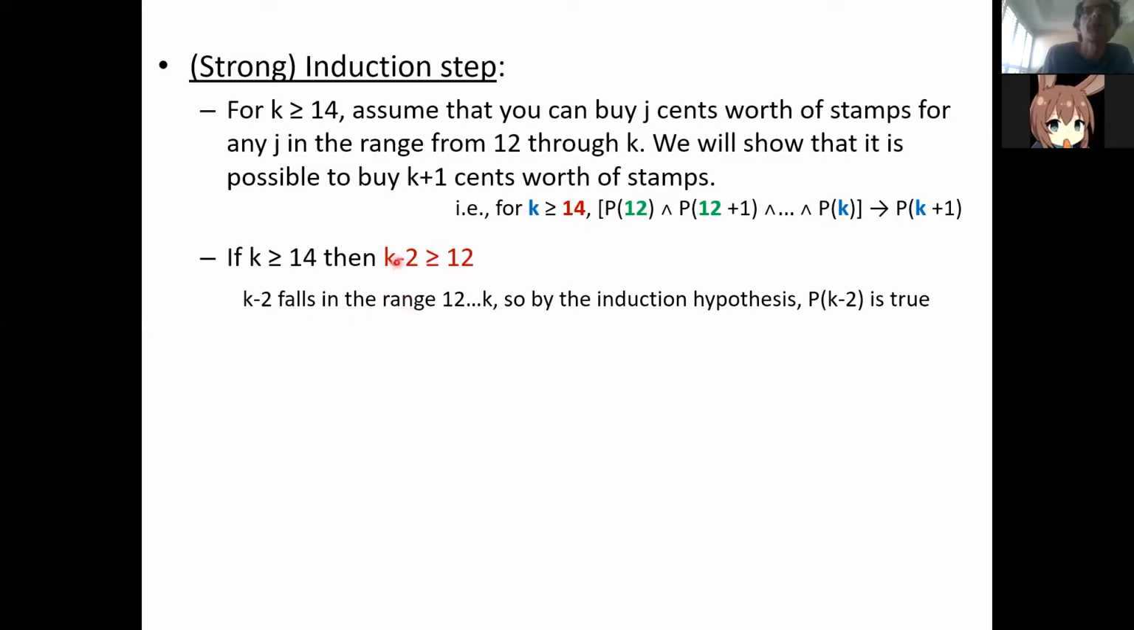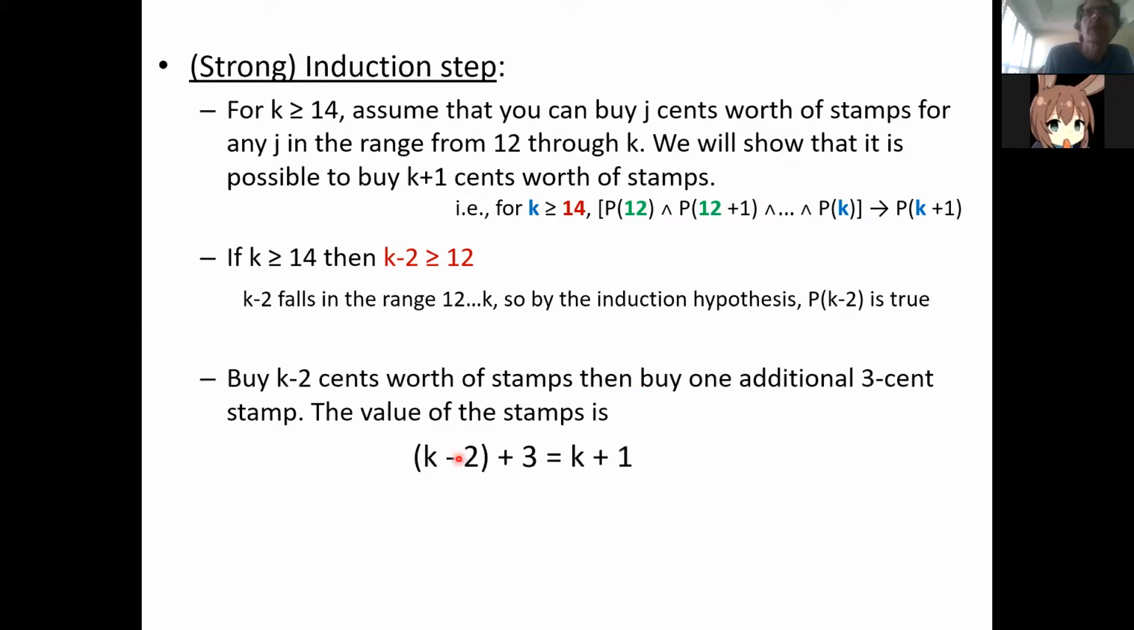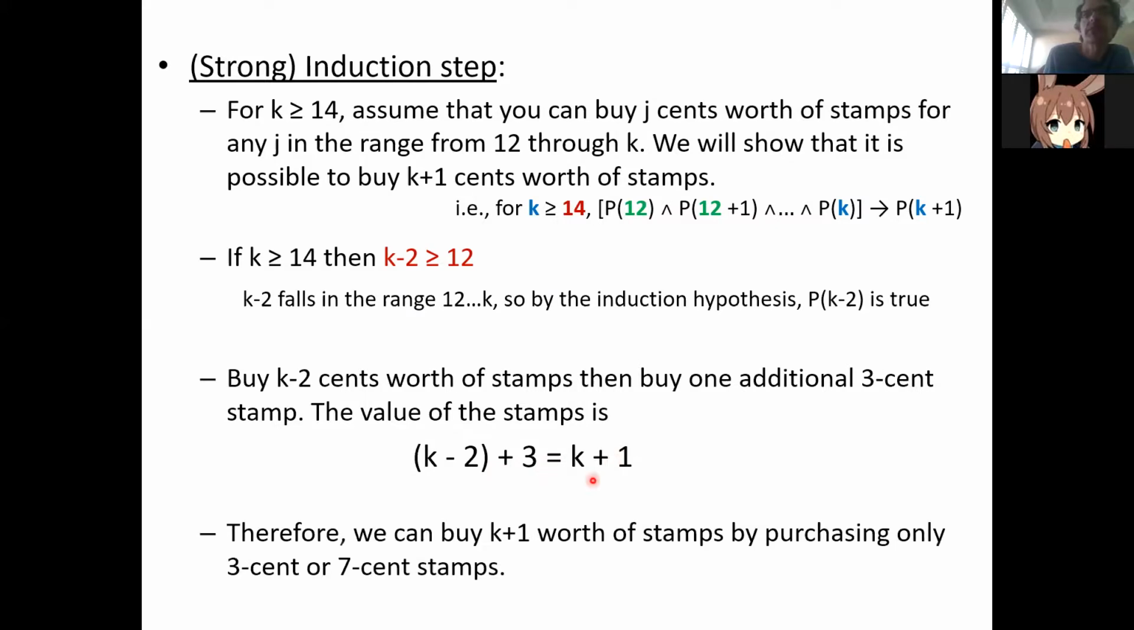So if k minus 2 is at least 12, then k minus 2 falls in that range. It's clearly smaller than k, but also at least 12. And so by the inductive hypothesis, the predicate is true. So k minus 2 is expressible as a bunch of 3s and a bunch of 7s. Therefore, if you add one more 3-cent stamp to these, then you get k plus 1. And therefore, k plus 1 is expressible as a bunch of 3s and a bunch of 7s with one more 3, and it is still a bunch of 3s and a bunch of 7s.